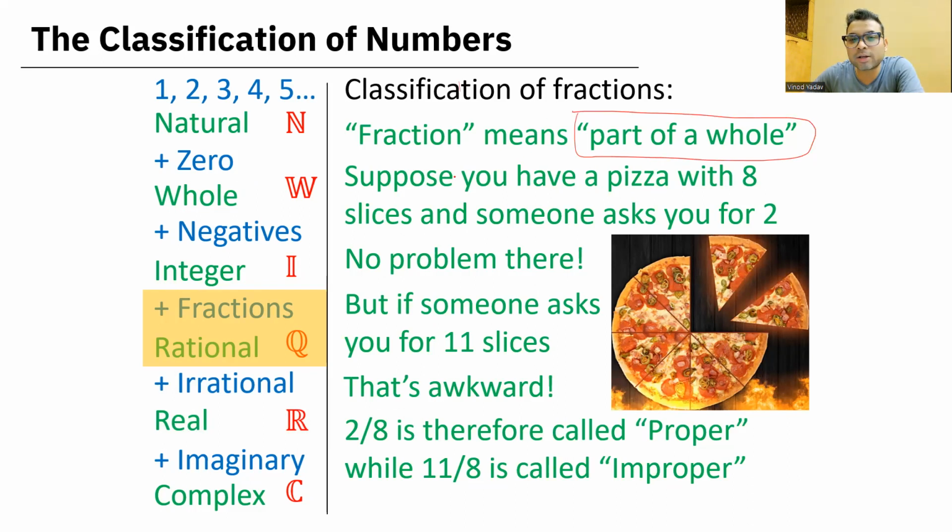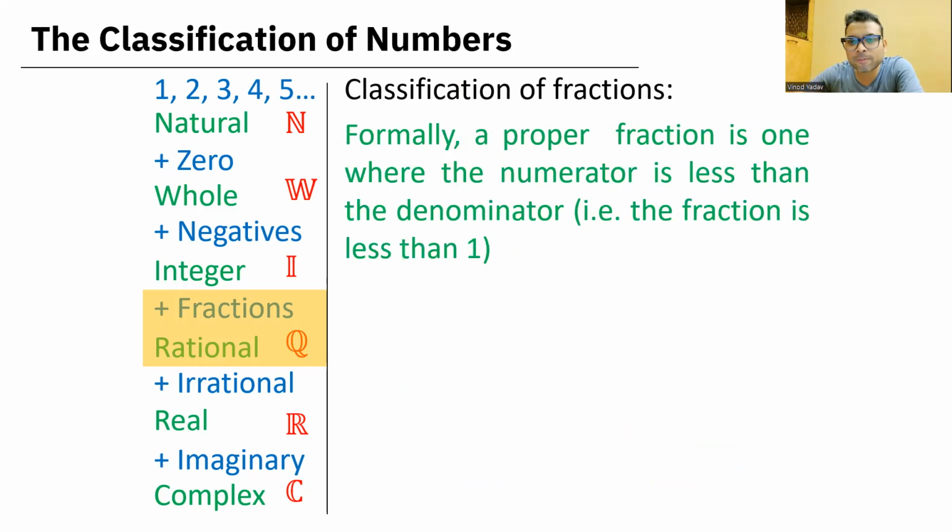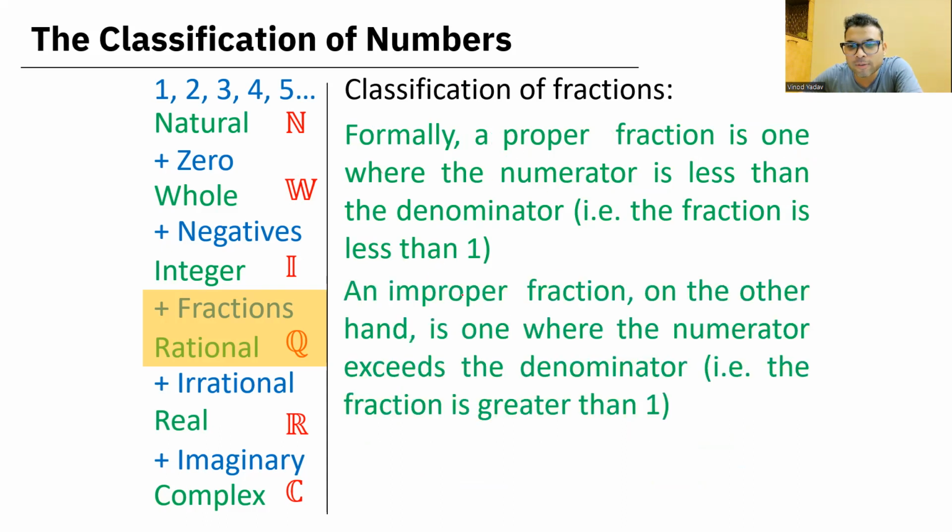So 11 by 8, you observe that the numerator was bigger than the denominator. So it is improper. So its value will be more than 1. And if the numerator is less than the denominator, it is a proper fraction. So the value will be less than 1. So a proper fraction is the one where the numerator is less than the denominator, so the value is less than 1. And in an improper fraction, the numerator exceeds the denominator, and the value is greater than 1. Understood?